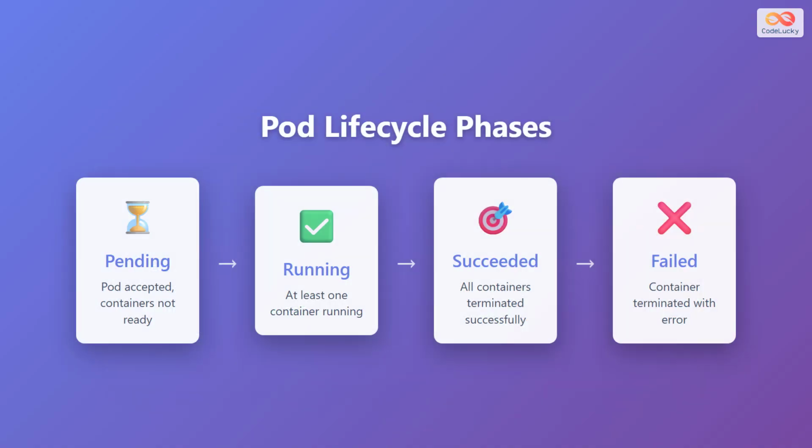Pods go through different phases during their lifetime. The lifecycle starts with the pending phase, where the pod has been accepted by Kubernetes, but the containers are not yet ready to run. Next is the running phase, where at least one container is actively running and executing your application. After the work is complete, a pod can enter the succeeded phase, which means all containers have terminated successfully. Finally, there's the failed phase, which occurs when a container terminates with an error. Understanding these phases helps you monitor and troubleshoot your applications effectively.